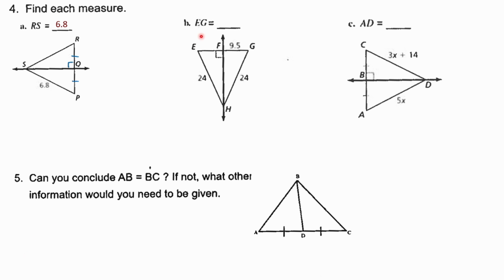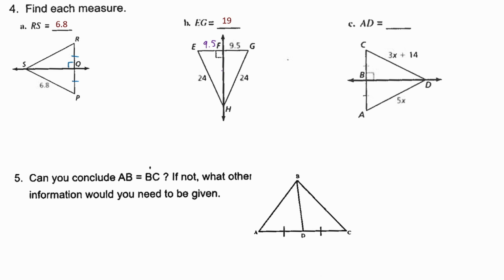In part B, it's looking for EG, which is going from E all the way to G. Again, I have perpendicular here. I also have that this length 24 is equal to this length here. So that means that FH must be the perpendicular bisector. So I can fill in that E to F is going to be the same as F to G. So let's go ahead and do that. So this is going to be 9.5 as well. And if I add these two things together to get the full length of EG, then I should get 19.